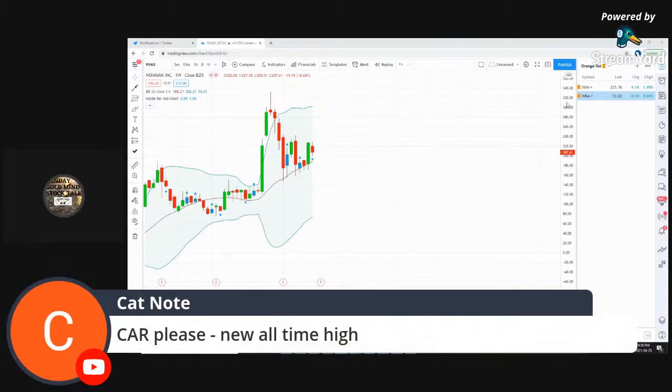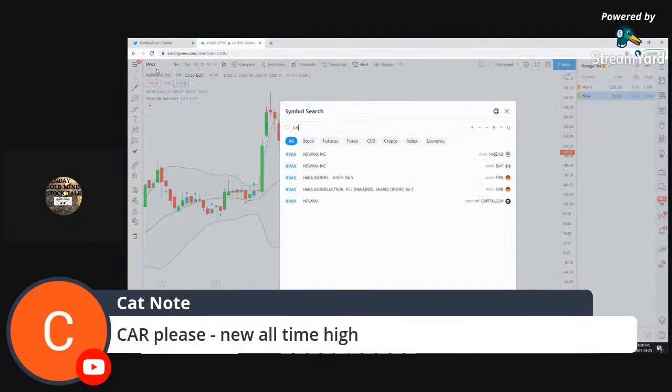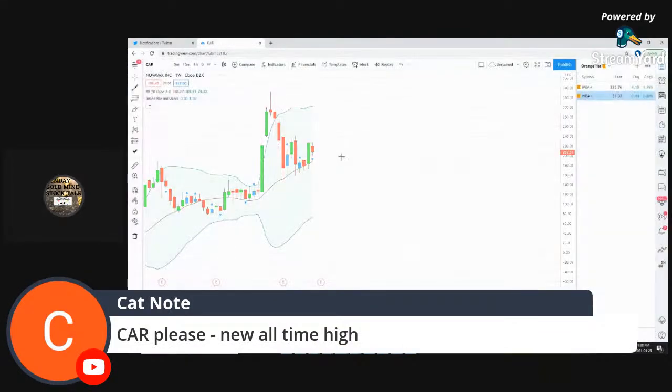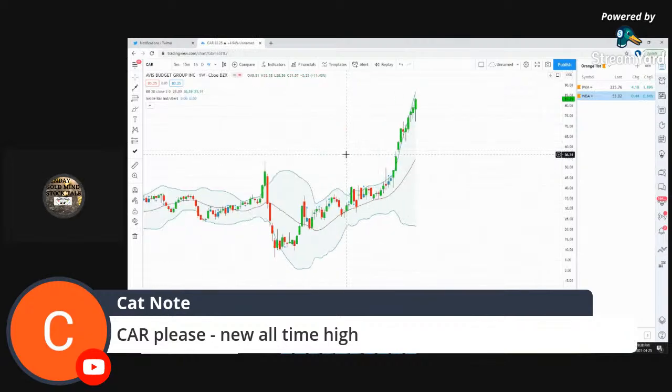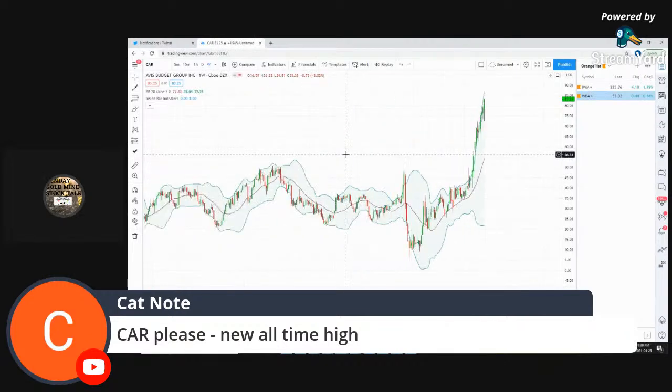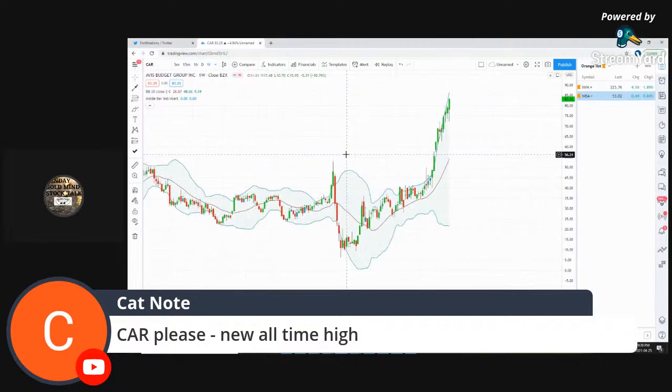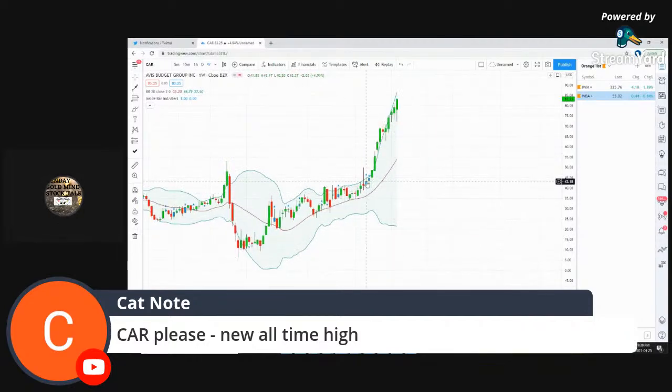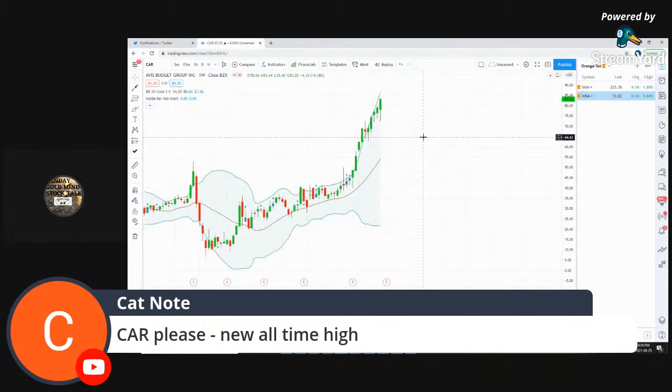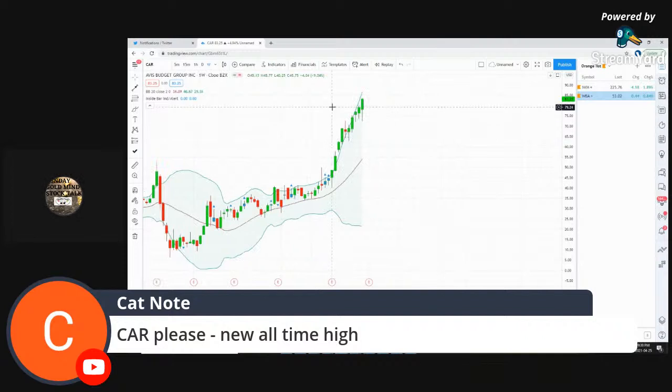So Kat says, CAR please, new all-time high. Okay, let's look at CAR. Avis, you know why Avis is at a new all-time high? It's because I use them all the time. I should have bought some Avis. Look at this double inside bar pattern. I should have bought over here, taking that baby up. I think I'm the one running this up, guys, through my car rentals. Beautiful, beautiful break to new all-time highs.